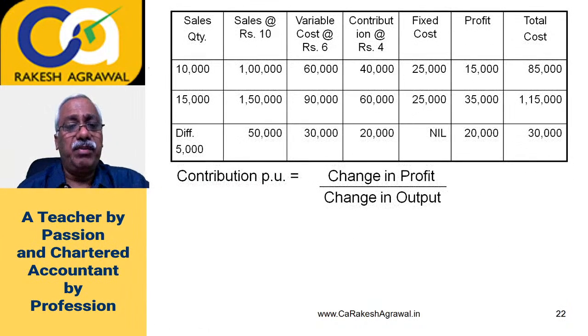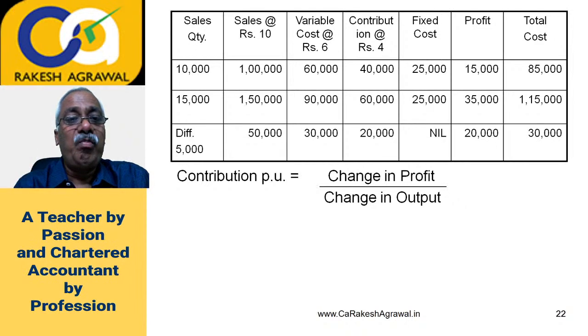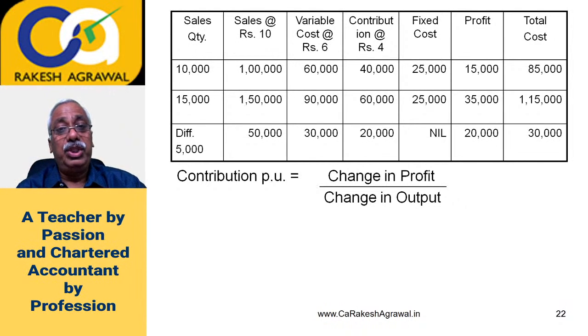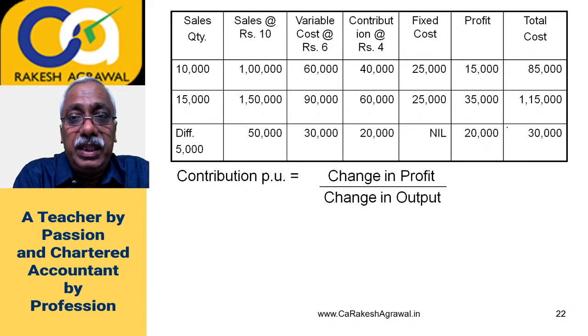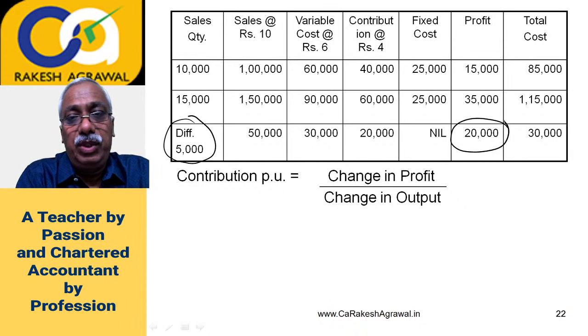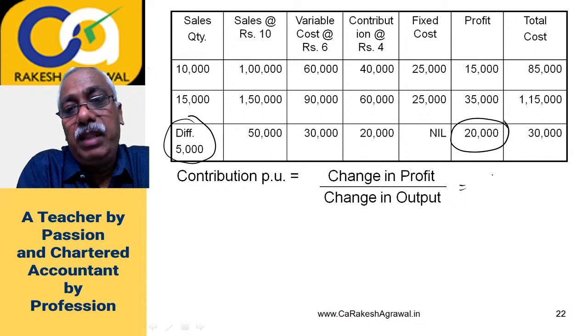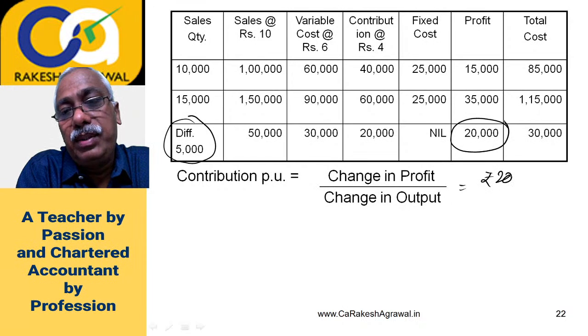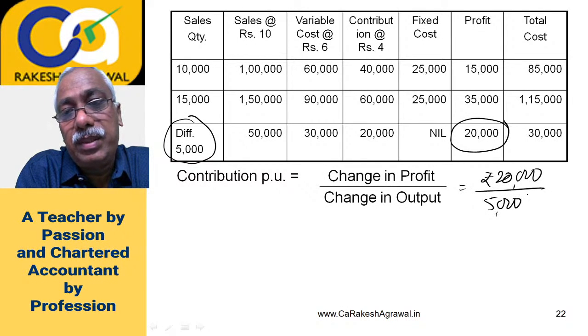Now we'll take up the next formula, contribution per unit. Contribution per unit is equal to change in profit upon change in output. Change in profit upon change in output. Now let us see, change in profit or difference in profit is 20,000. Change in output is 5,000 units. These two figures. So change in profit I am writing rupees 20,000. Change in output is 5,000 units.